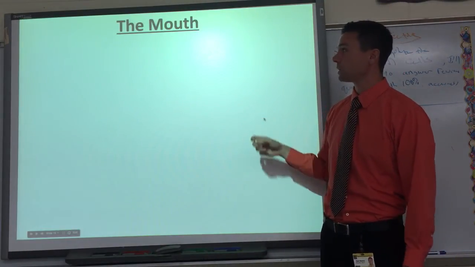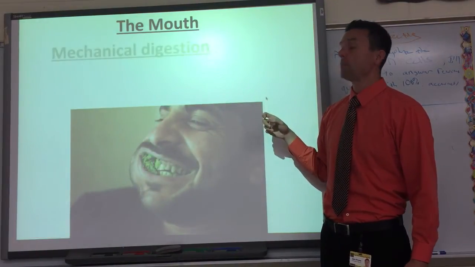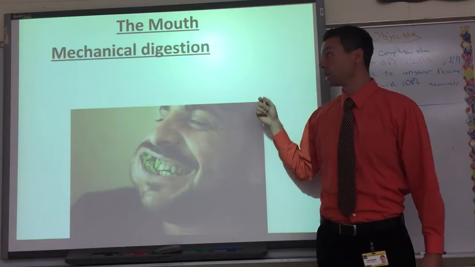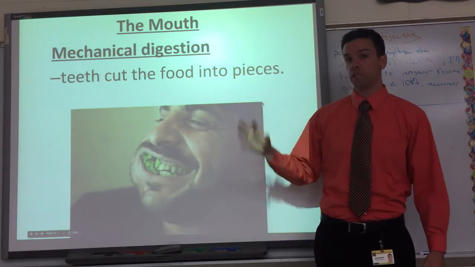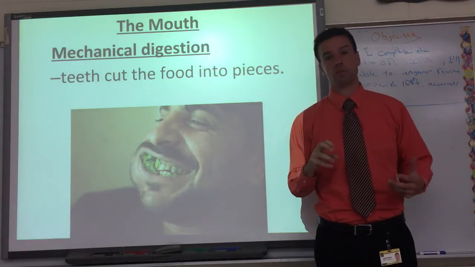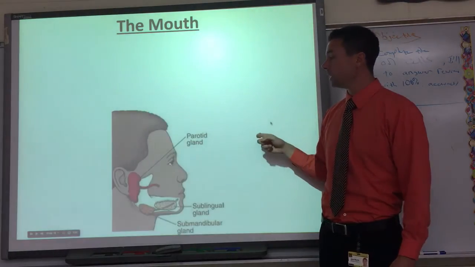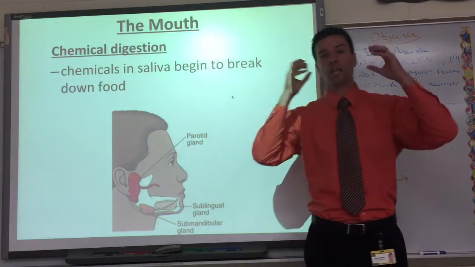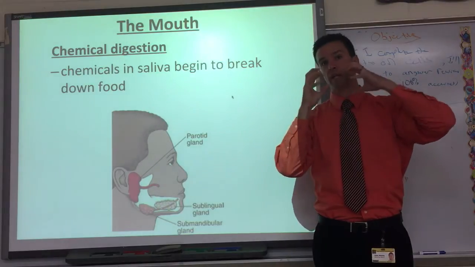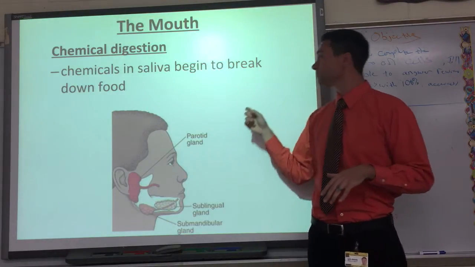All right, so let's start with the mouth. At the mouth, a couple things happen. First, mechanical digestion happens, which is, remember, movement. So in the mouth, your teeth are actually cutting the food into pieces and mechanically making it smaller. Also, at the mouth, you have that saliva we talked about, and there's chemical digestion. Your saliva is chemicals that break down food and allow it to start the digestive process.